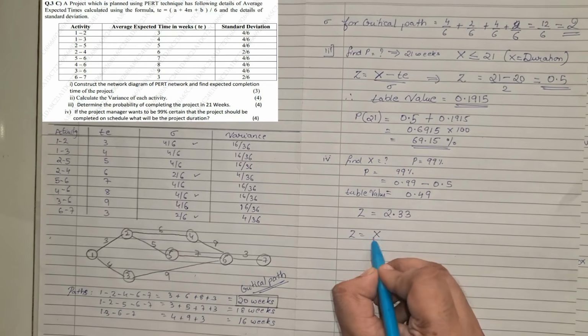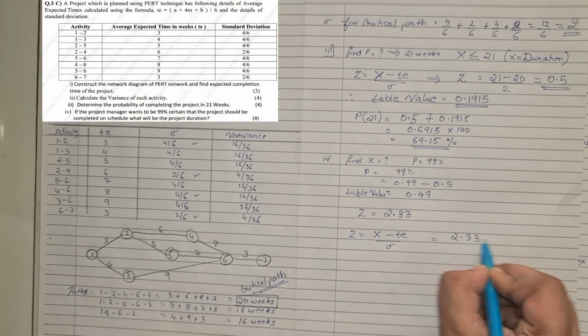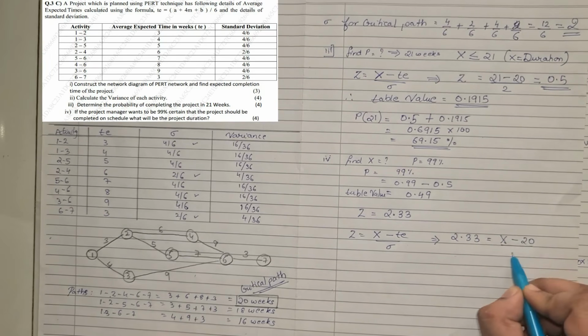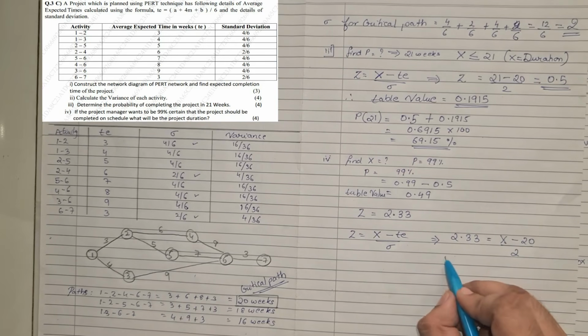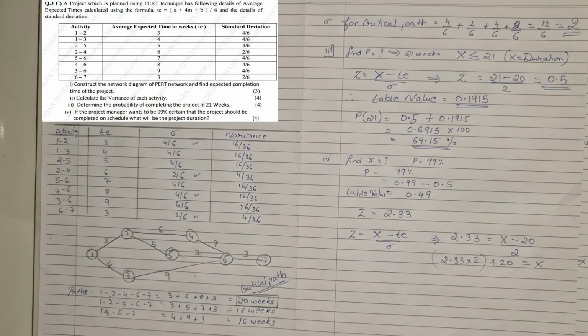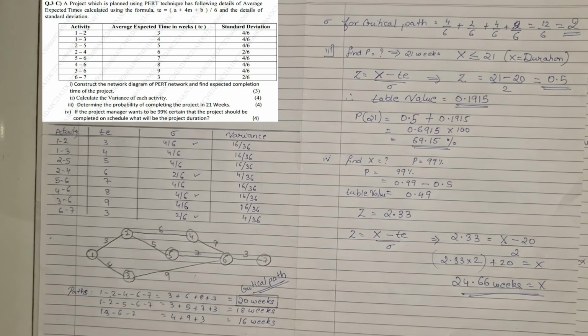Now if Z is 2.33, we can put it in the formula. Z is equal to days minus expected time, upon standard deviation. So Z is 2.33, which is equal to X minus the expected time, which was 20, upon the standard deviation, which is 2. So we cross multiply: 2.33 into 2. The minus 20 will come to the other side as plus 20. So 2.33 into 2 plus 20, and we get the value as 24.66 weeks. That is the value of X. So the project duration for 99% probability of completion is 24.66 weeks.